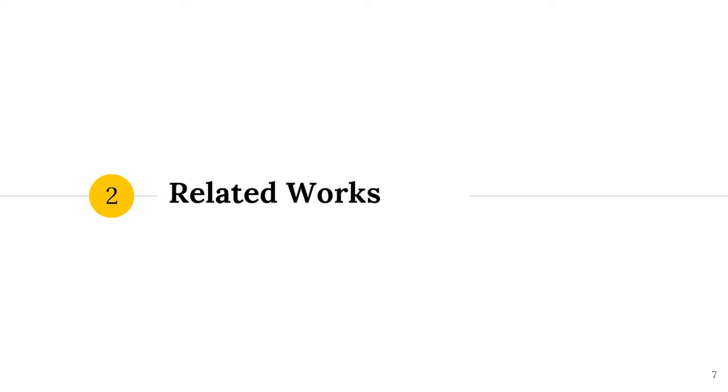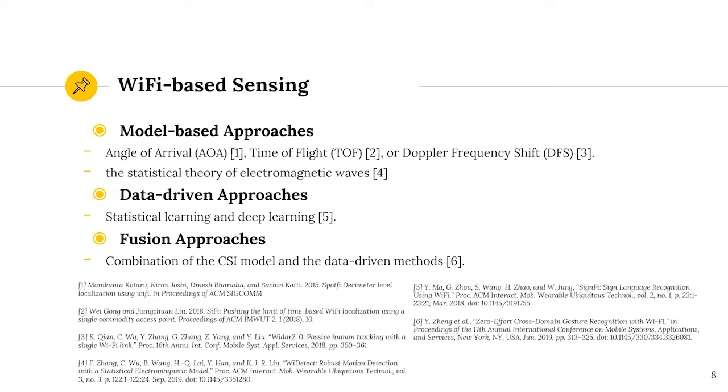Okay, let's move to the related works. Recently, Wi-Fi-based sensing has aroused immense attention. I classified these methods into 3 categories. The first category is the model-based approaches that are based on physical models or principles, such as the statistical theory of electromagnetic waves, or try to extract physical features, such as angle of arrival, time of flight, or Doppler frequency shift.